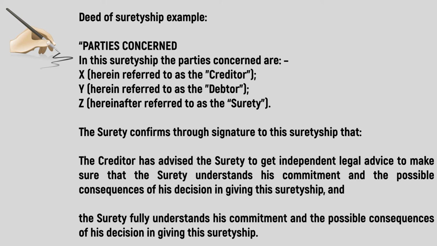The surety confirms through signature to the suretyship that the creditor has advised the surety to get independent legal advice to make sure that the surety understands his commitment and the possible consequences of his decision in giving the suretyship, and the surety fully understands his commitment and the possible consequences of his decision in giving the suretyship.